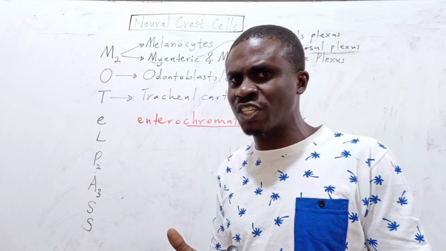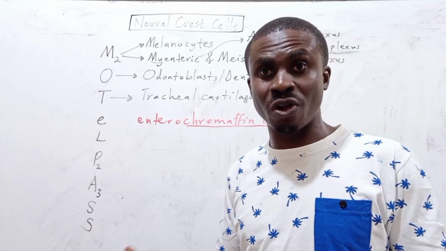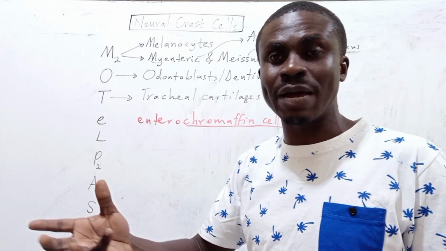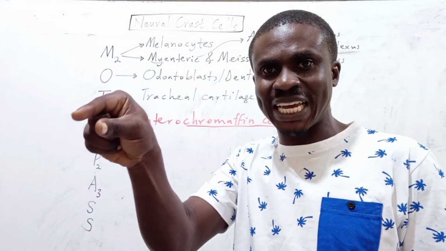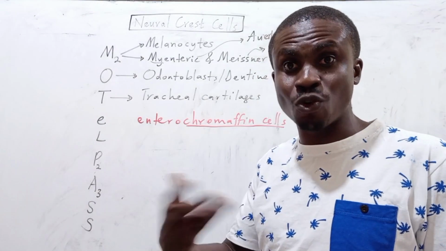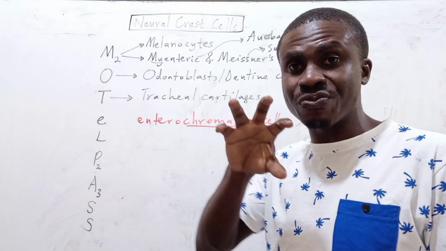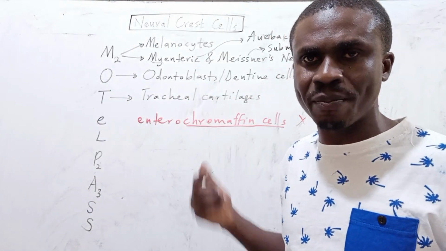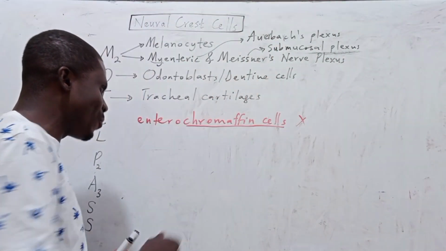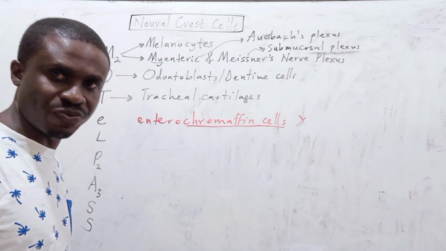Because of that kind of staining reaction, staining with dichromate salts turns them brown. Because they contain catecholamines, the stain oxidizes them to that brown color. That reaction is what we call chromaffin reaction. For that reason, we call those cells chromaffin cells or chromaffin-like cells, and not the enterochromaffin cells, which are in the wall of the GIT, for instance.